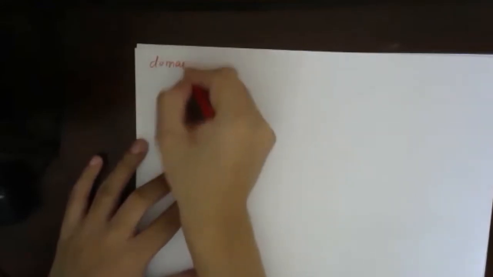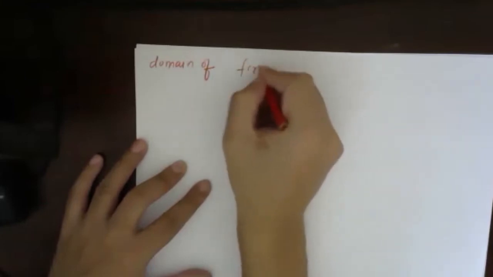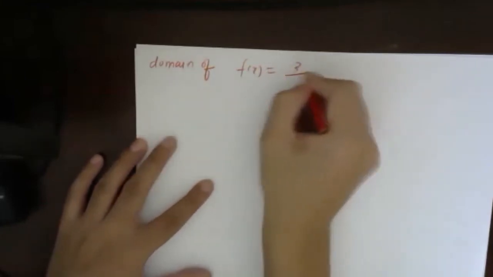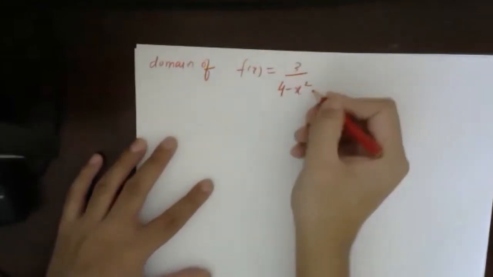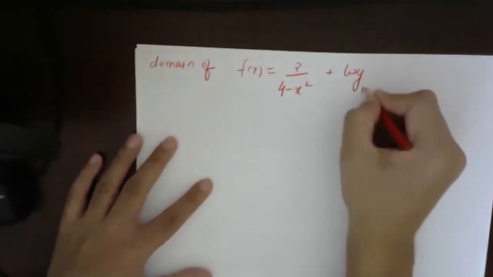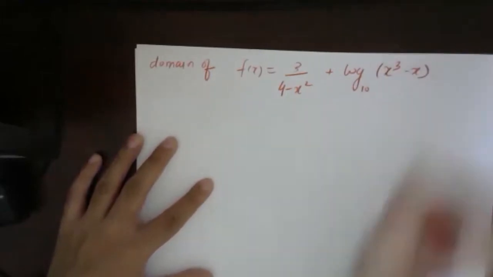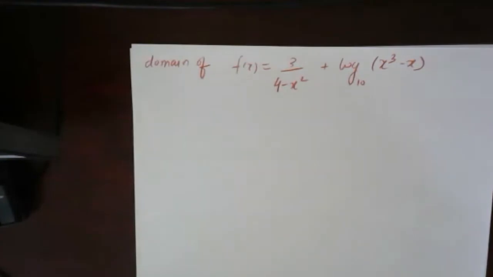Fine. Next question. Find the domain of f of x equals 3 by 4 minus x square plus log base 10 of x cube minus x. Okay, find the domain of this function.